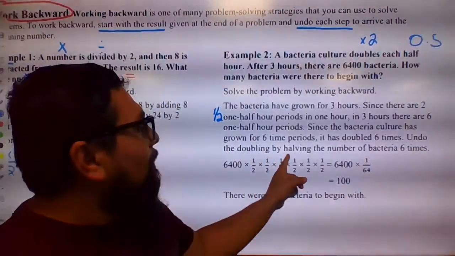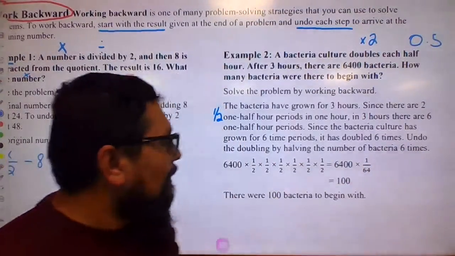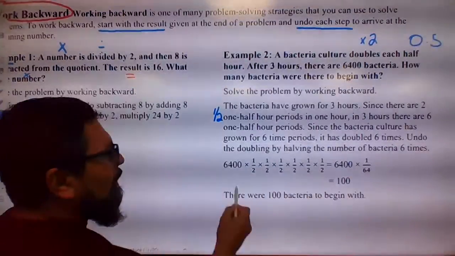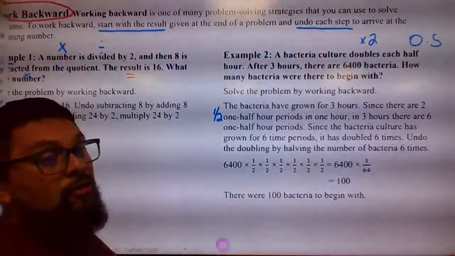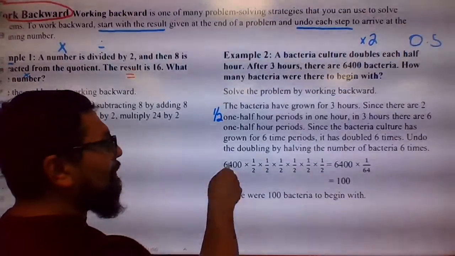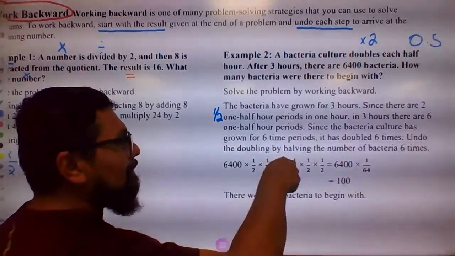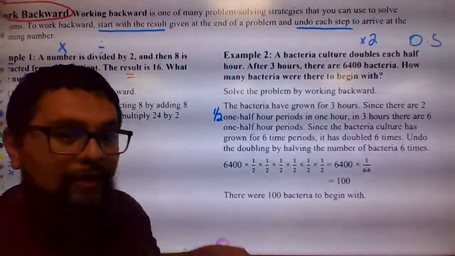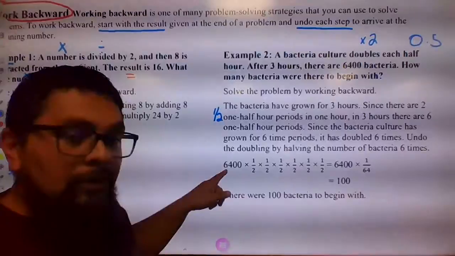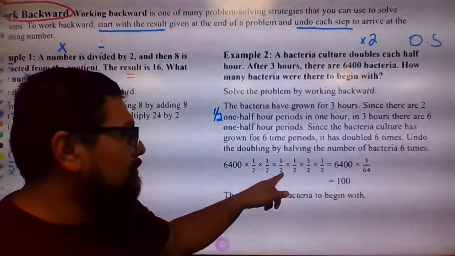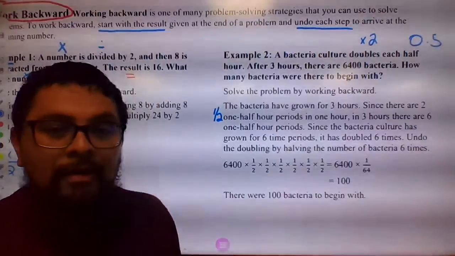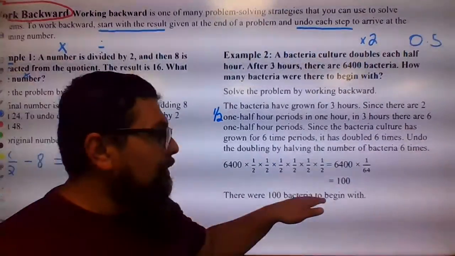Undo the doubling by halving the number of bacteria 6 times. So here it is. 1, 2, 3, 4, 5, 6, and 6,400 was the original. So you're basically taking half of this 6 times. And you could do it another way. You can actually take a calculator, divide this by 2, divide by 2, divide by 2, divide. Once you get that, your answer is going to be 100. So there were 100 bacteria to begin with.